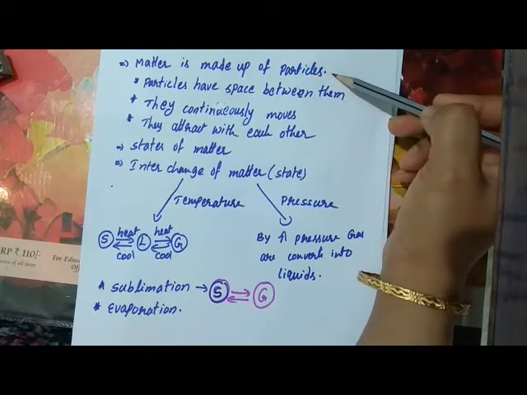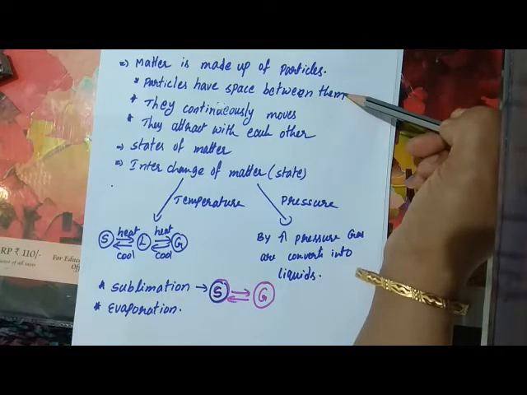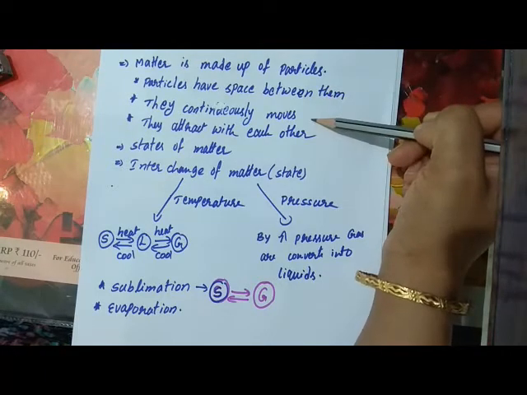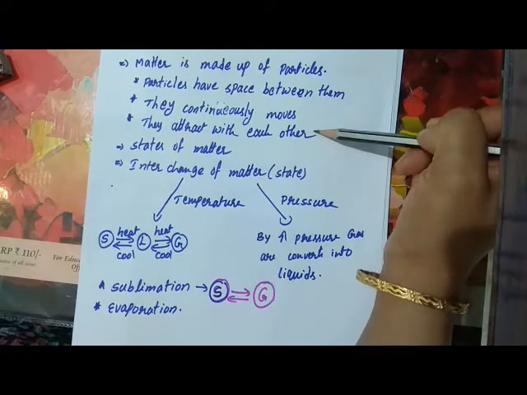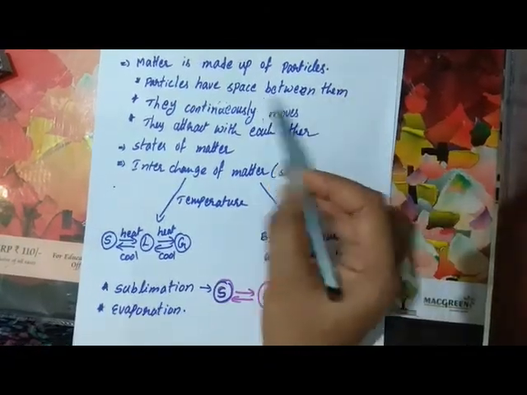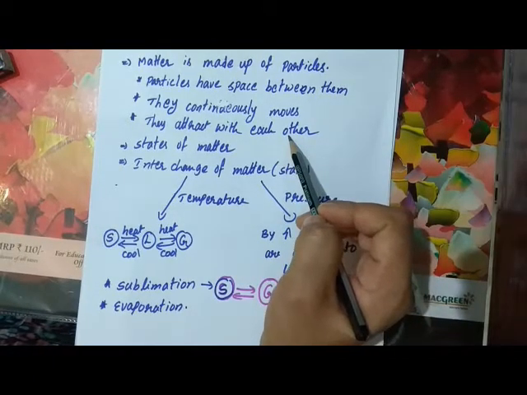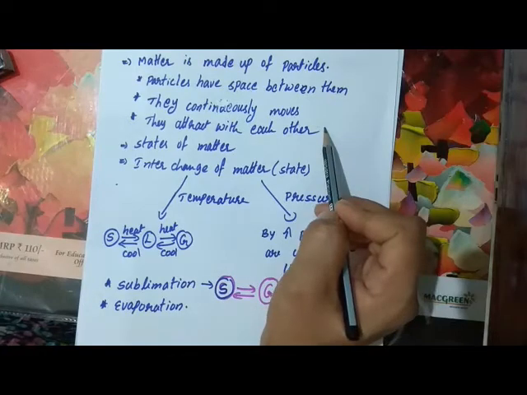Matter is made up of small particles. You know about that. Particles have space between them. They continuously move. At the same time, they attract each other. These characteristics of the particles are responsible for the different types of physical as well as chemical properties of matter.